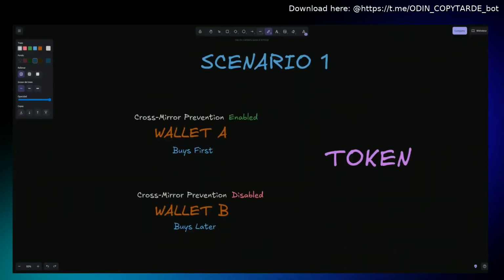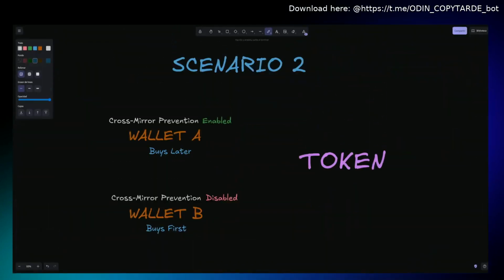Scenario 1. Wallet A has cross-mirror prevention enabled, and wallet B doesn't. If wallet A buys a token first, the bot mirrors it. If wallet B buys the same token later, the bot mirrors that too, because prevention isn't enabled for wallet B.